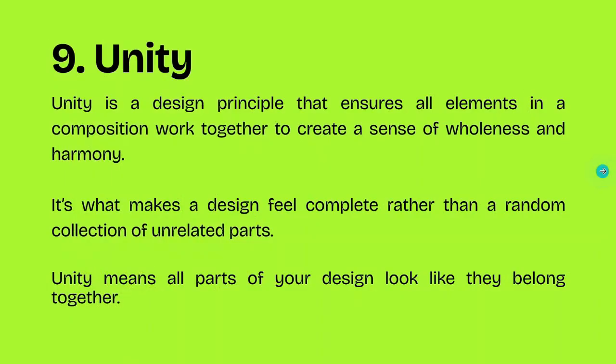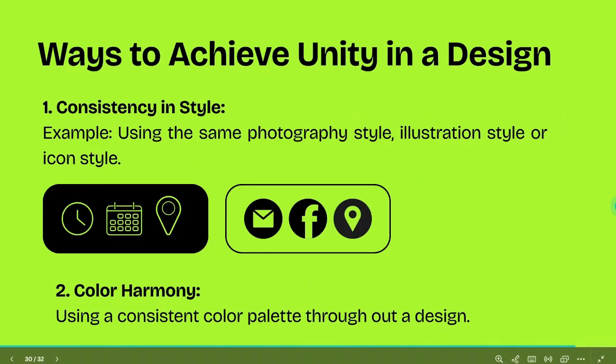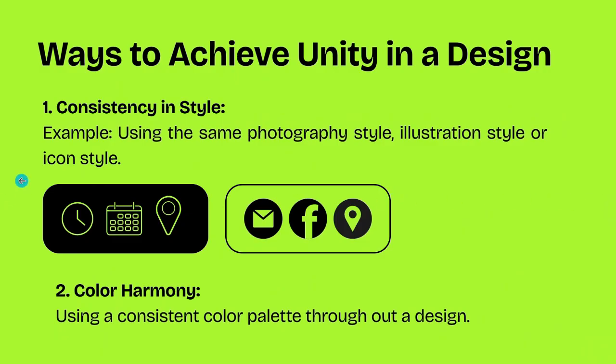Alright. Then we have the principle of unity. Unity is a design principle that ensures all elements in a composition work together to create a sense of wholeness and harmony. It's what makes a design feel complete rather than a random collection of unrelated parts. Unity means all parts of a design look like they belong together. So this is how you achieve unity in design, okay, for better understanding.